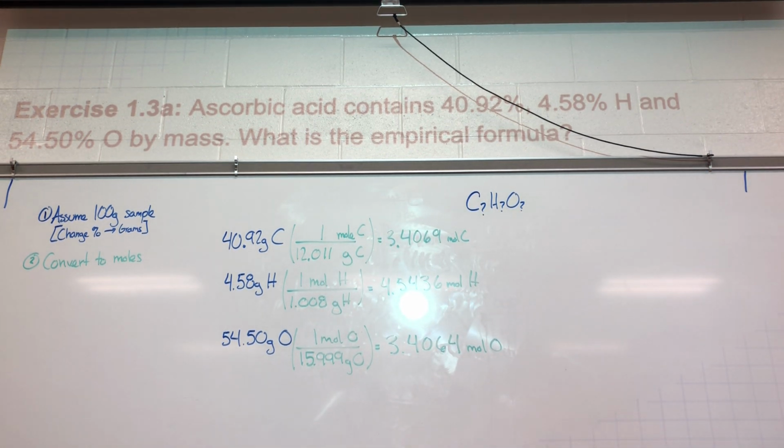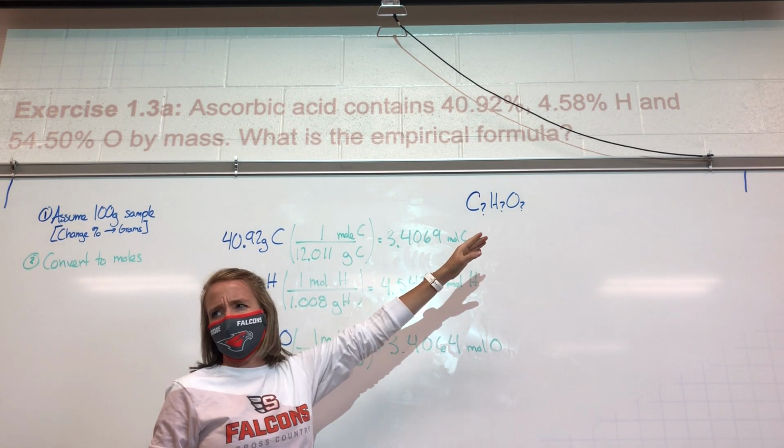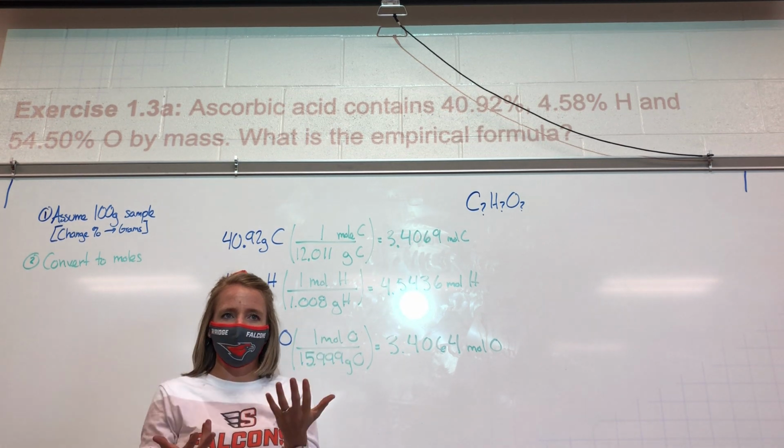Questions so far? Okay, I'll let you write that out. So there's our step 2: we converted them all into moles. Now, technically, we kind of have an answer. But the problem is they can't be in decimals. They have to be a whole number, right? Because otherwise that doesn't really make sense to have 3.4 of a carbon atom, right? Because you can't have partial atoms.